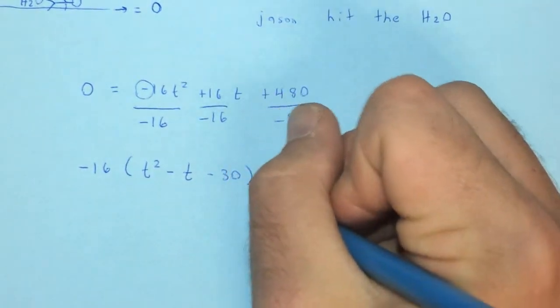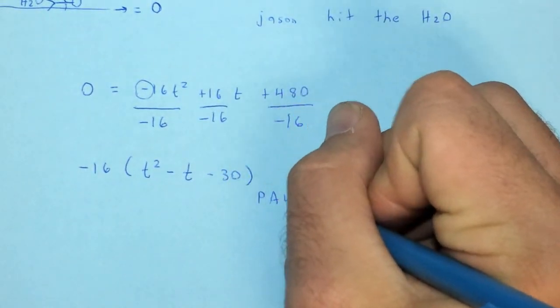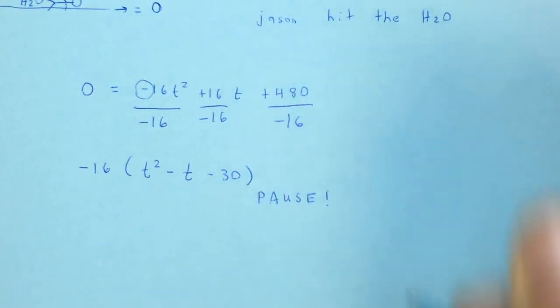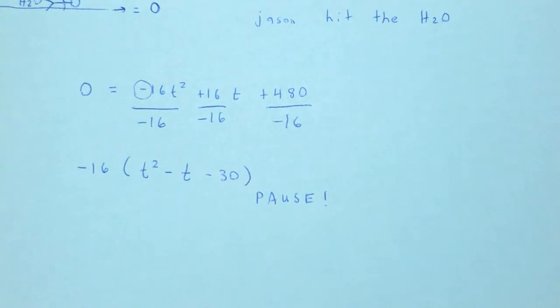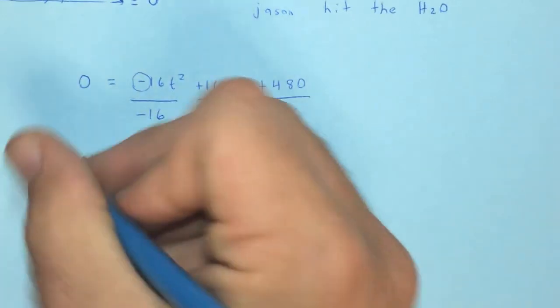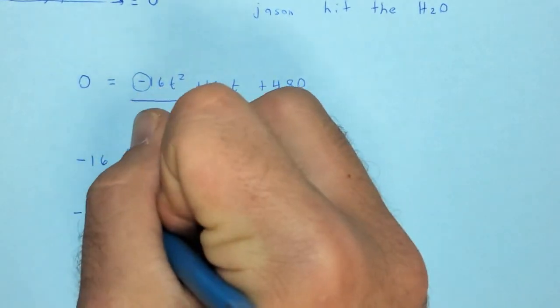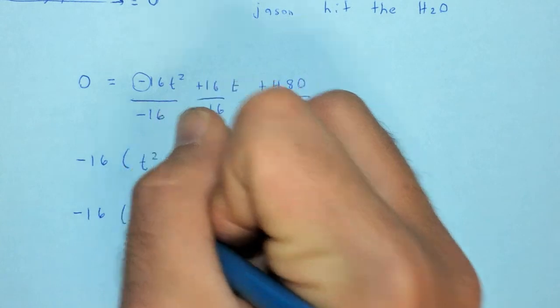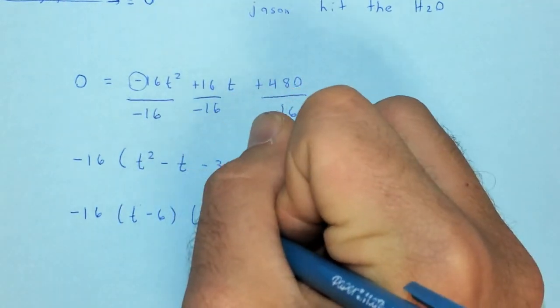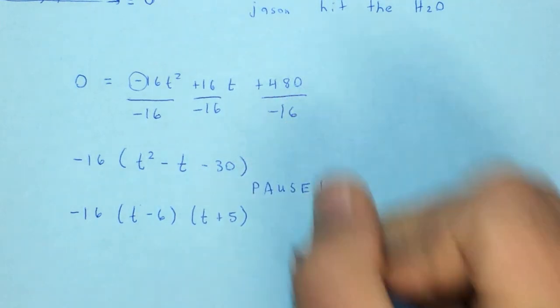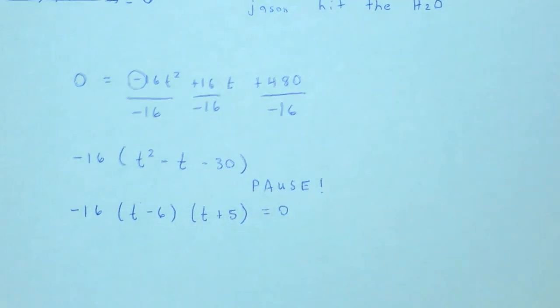Here's another one where I want you to pause the video. Pause the video to see what you're going to get, because I'm just going to write down the factors. We've had a lot of practice on this. Hopefully we're getting faster and faster. Welcome back. I have t minus 6 and t plus 5 is equal to 0.